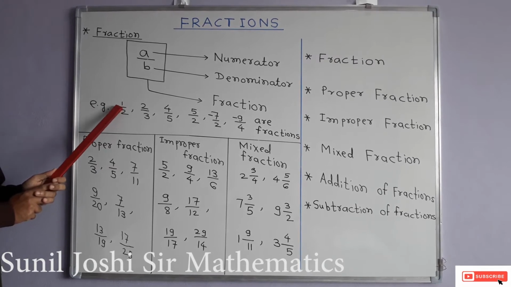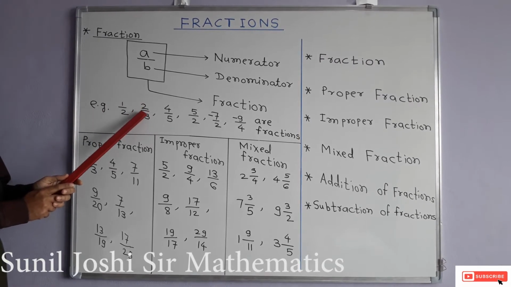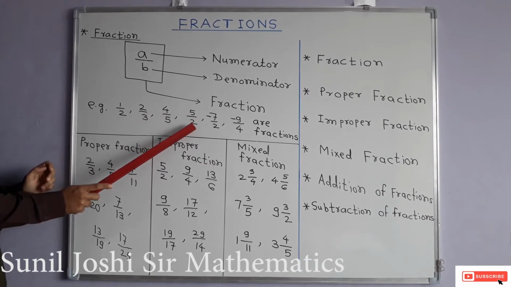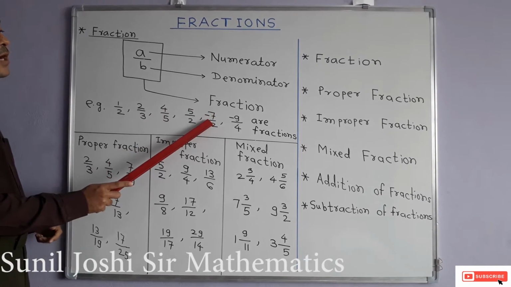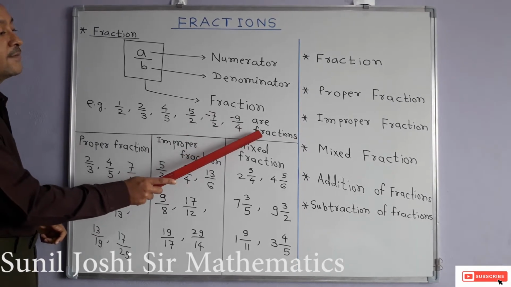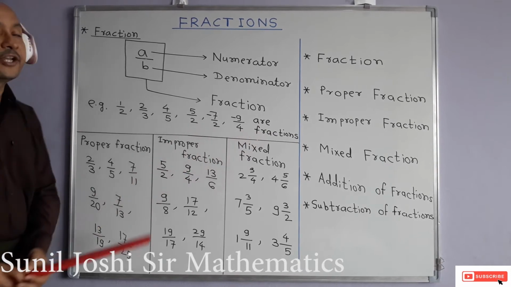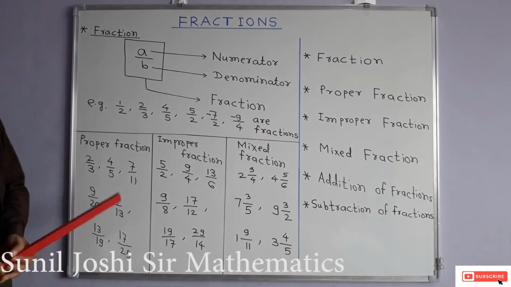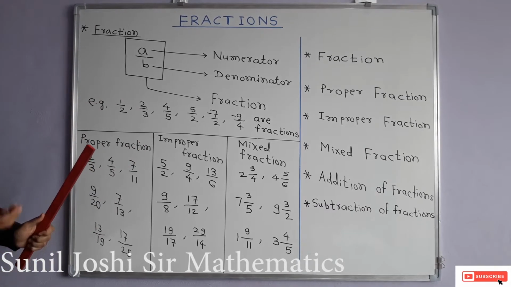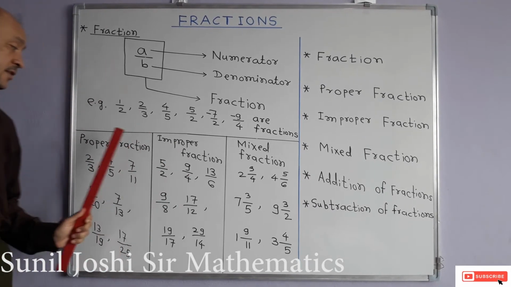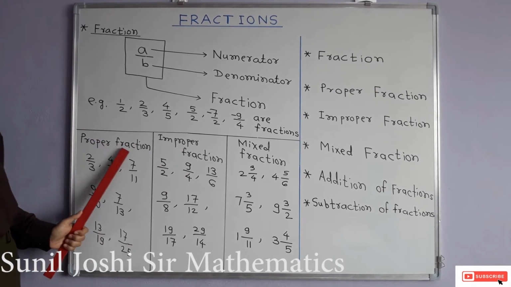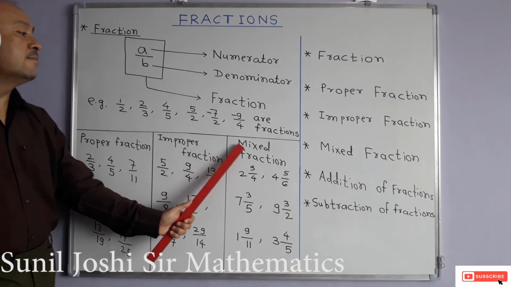That is 1 upon 2, then 2 upon 3, then 4 upon 5, then 5 upon 2, then negative 7 upon 2, then negative 9 upon 4. These are called fractions. These are the examples of fractions. So I hope the concept of fraction is clear. Okay, then let us see some more parts of fractions, these words that come again and again in examples: what is a proper fraction, what is an improper fraction, and what is a mixed fraction.